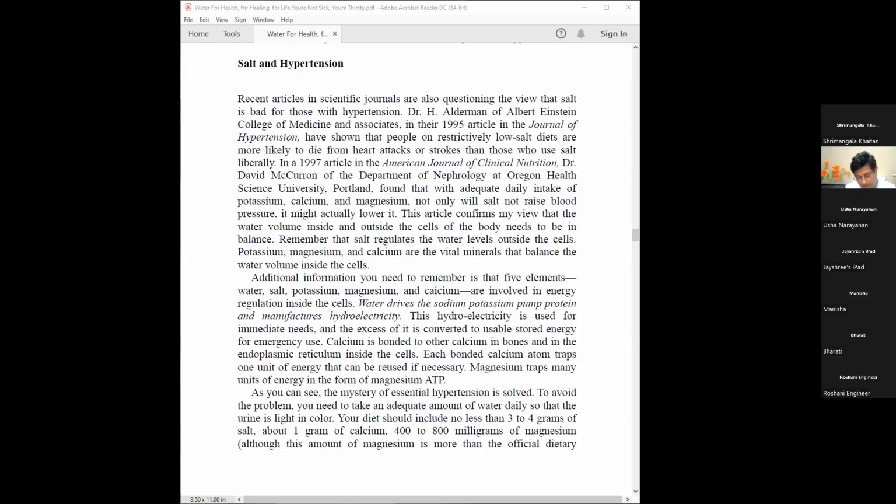In a 1997 article in the American Journal of Clinical Nutrition, Dr. David McCarron of the Department of Nephrology at Oregon Health Science University, Portland, found that with adequate daily intake of potassium, calcium, and magnesium, not only will salt not raise blood pressure, it might actually lower it. So again, these are all trace minerals: potassium, calcium, magnesium, zinc. It is all required in our body system, along with salt, to maintain the homeostasis in our body system.